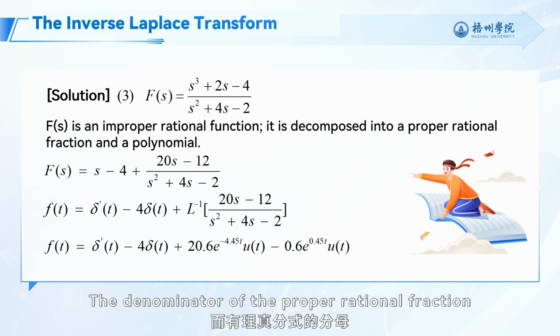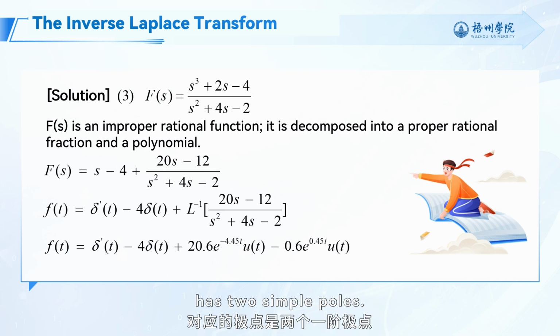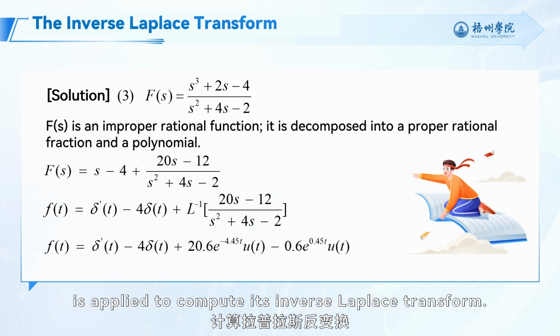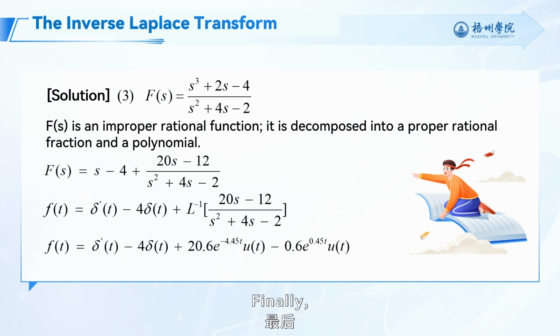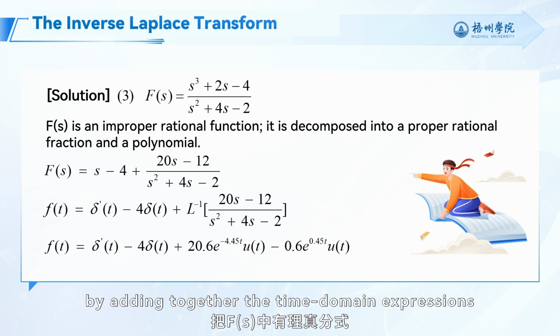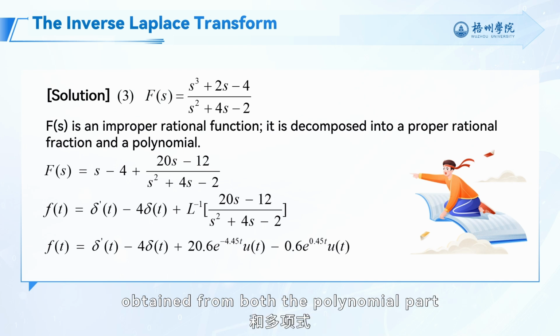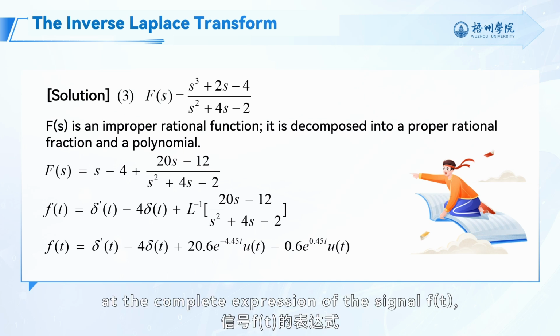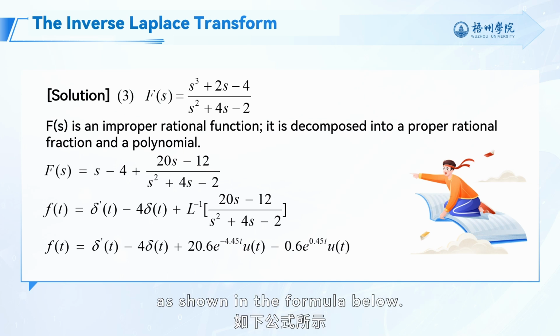The denominator of the proper rational fraction has 2 simple poles. Therefore, the first form of partial fraction expansion is applied to compute its inverse Laplace transform. Finally, by adding together the time domain expressions obtained from both the polynomial part and the proper rational fraction, we arrive at the complete expression of the signal f(t), as shown in the formula below.